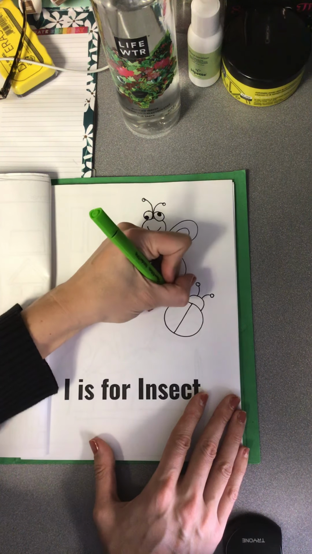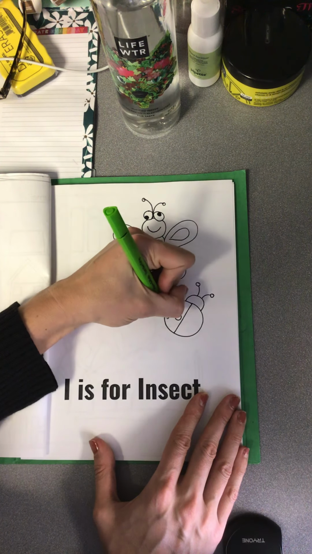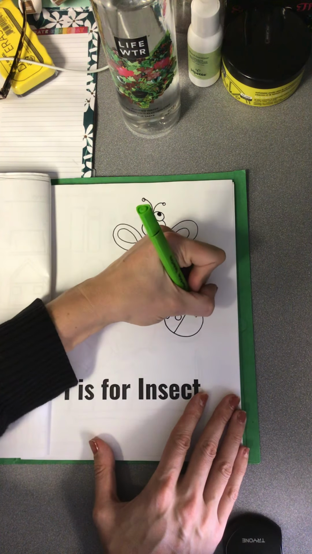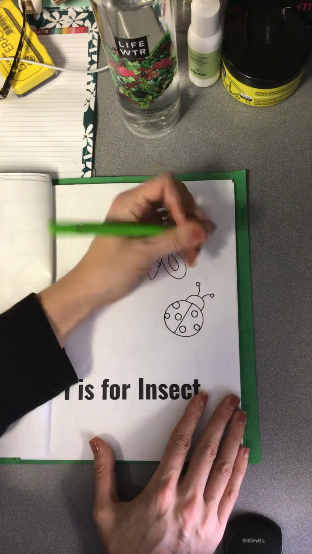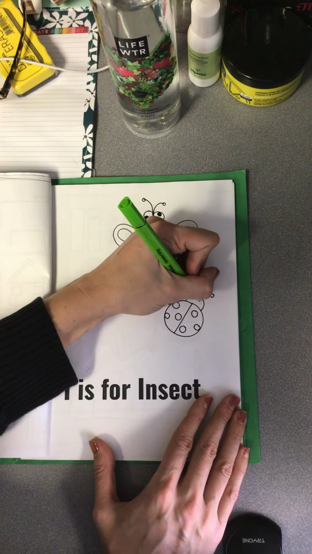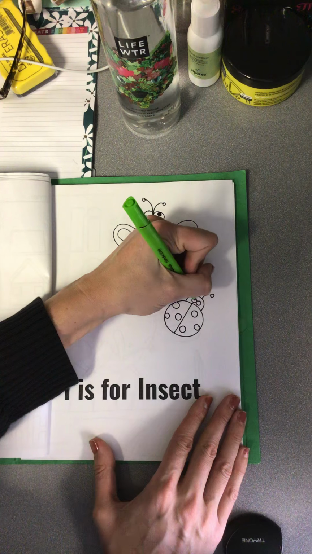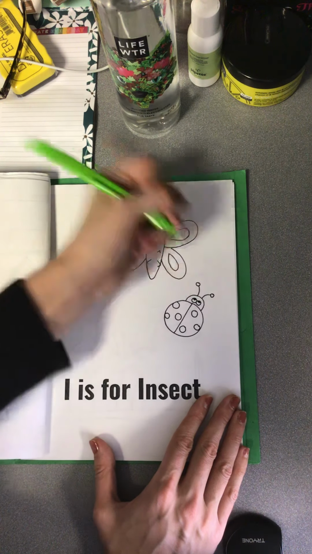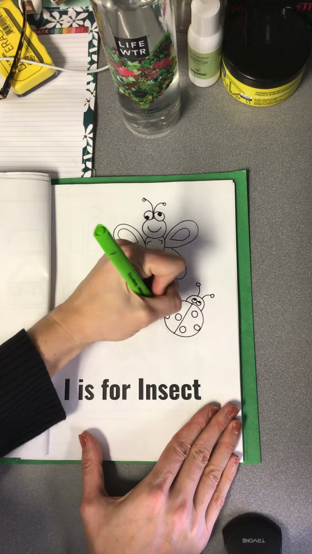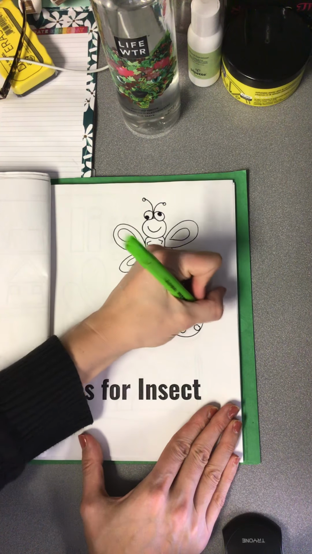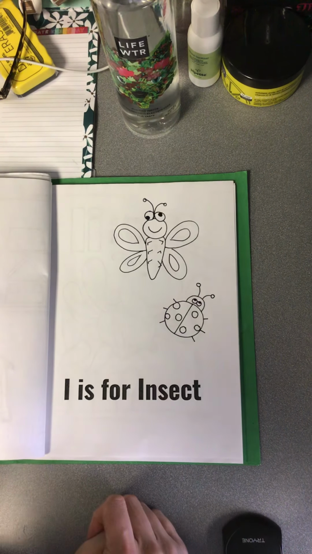And then I'm going to do dots on my ladybug because it's those black and red colored pattern dots that make it look like a ladybug. Then if you want your ladybug to have eyes, you can add eyes. I'm going to add little eyes on my ladybug. There we go. And if you want to add those 1, 2, 3, 4, 5, 6 legs for your ladybug, you can go ahead and do that.